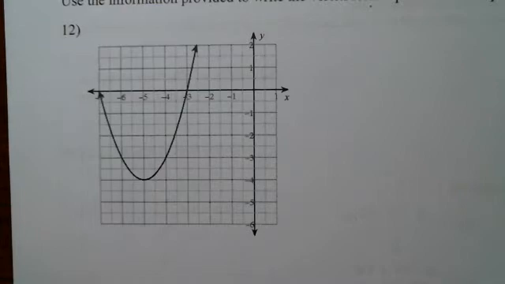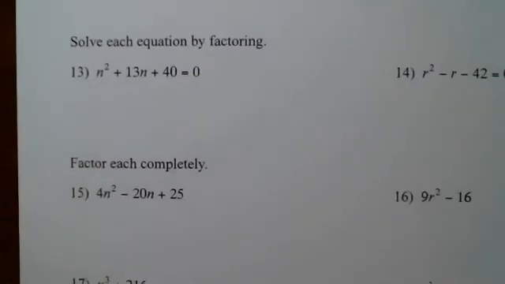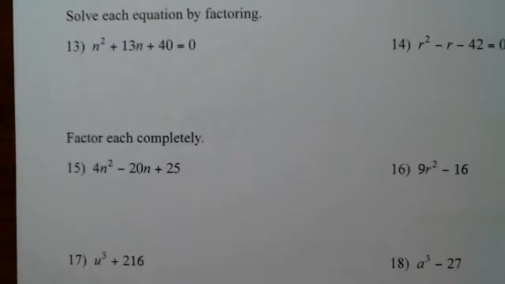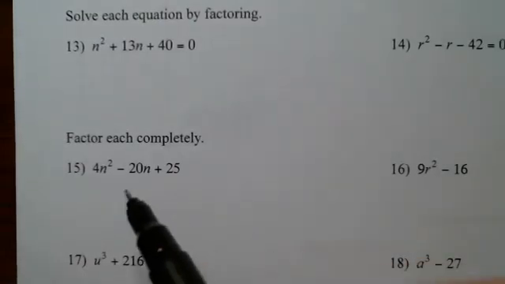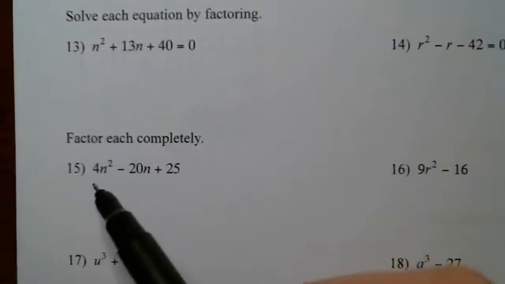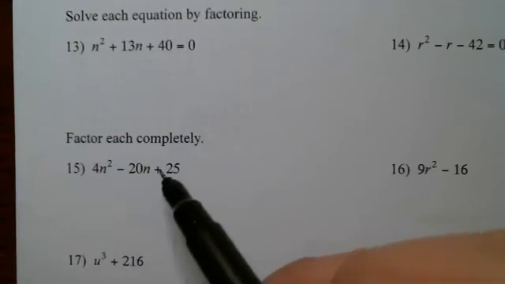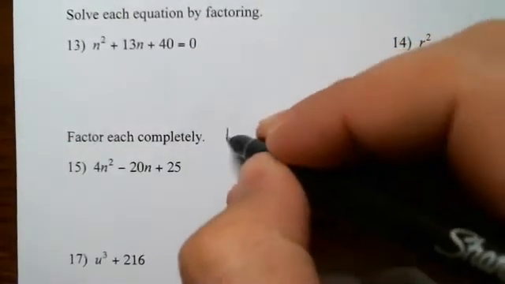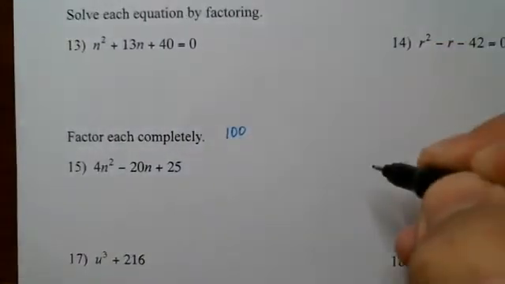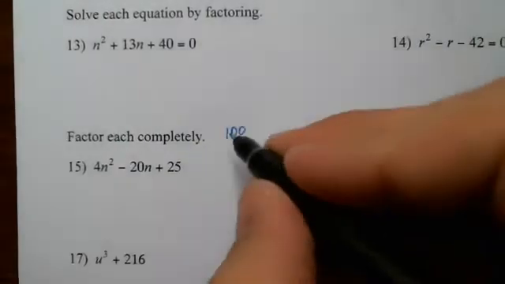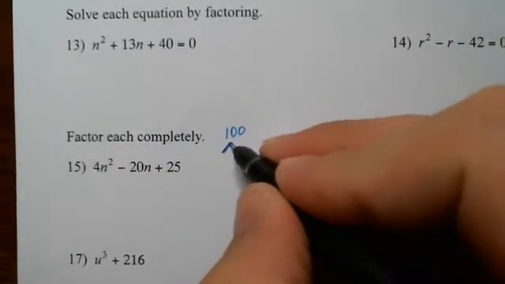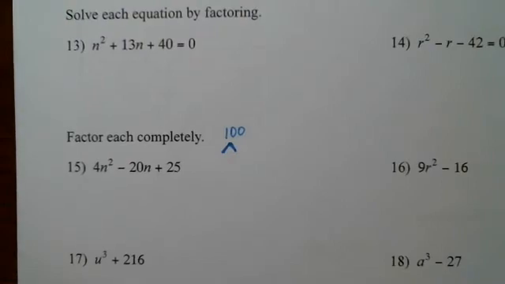I had a question on 15. I couldn't figure that one out. Okay. So looking at 15, it just says factor each completely. We can't factor anything from the beginning. It is in ax squared plus bx plus c form. So just multiply 4 times 25, which is what? 100, right? And then what will multiply to be 100 but add to be negative 20?